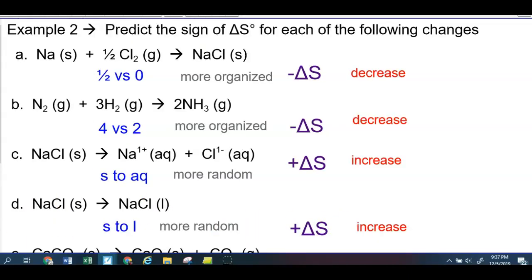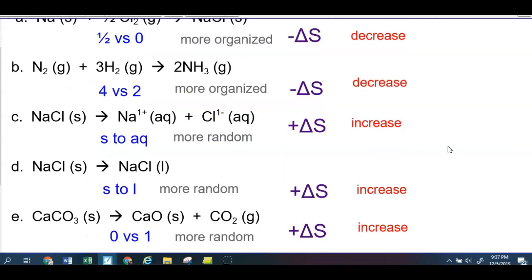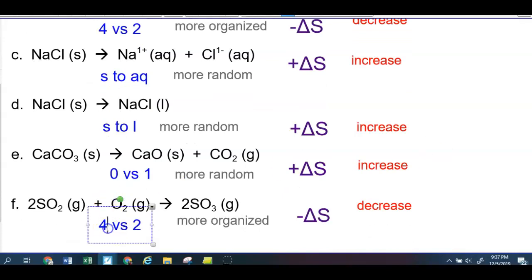We could also be asked to look at increasing or decreasing. The red means increasing or decreasing entropy. If it's more organized, then entropy is decreasing. If it's more random, then entropy is increasing. So you can look through these. Again, I have to fix all these. Apologize, I cut and pasted poorly.